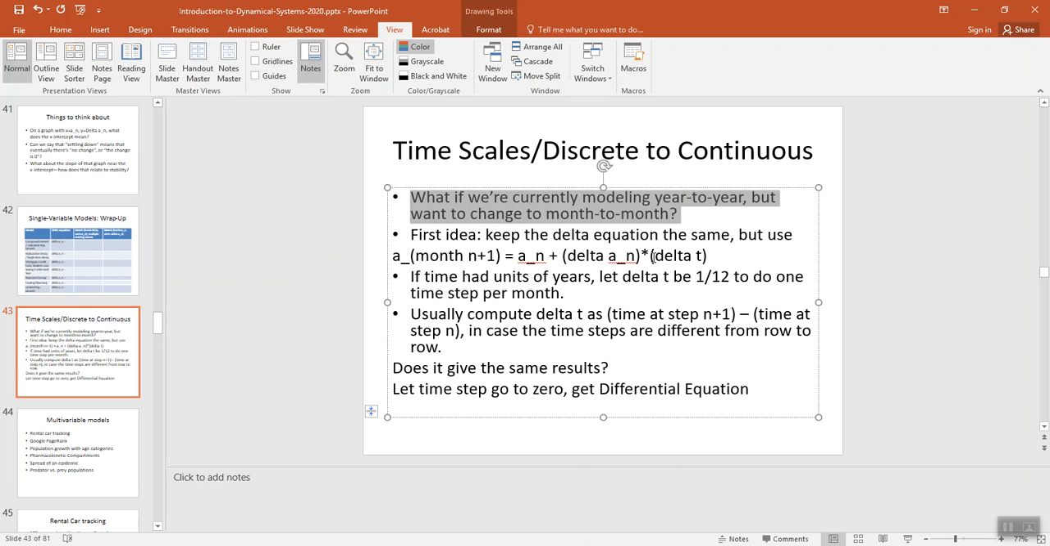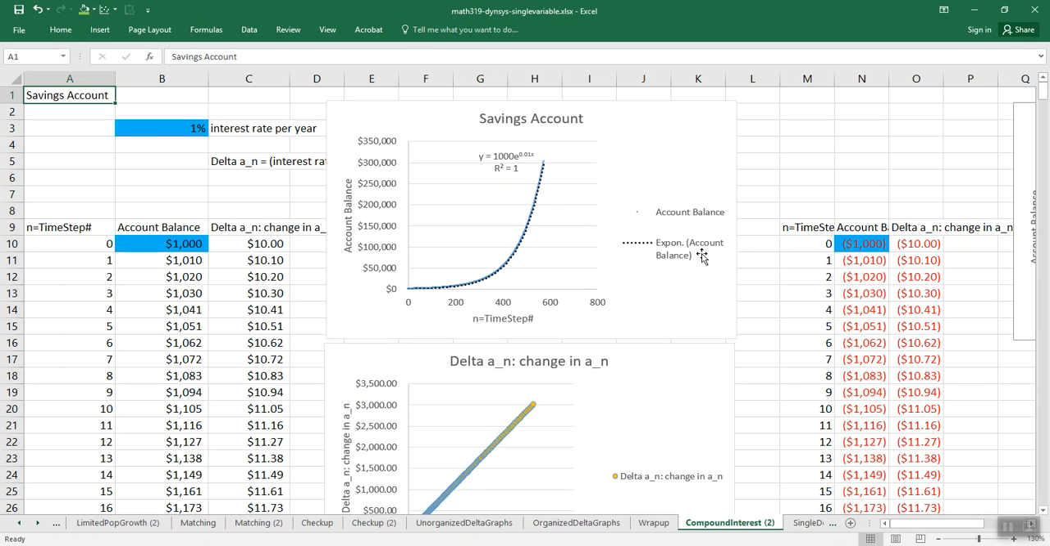But maybe we can change our update formula to say, now that we're doing month to month, we don't want to use the delta for a whole year, just for 1/12 of a year. So let's go try that in the compound interest sheet. This is a copy of the compound interest sheet.